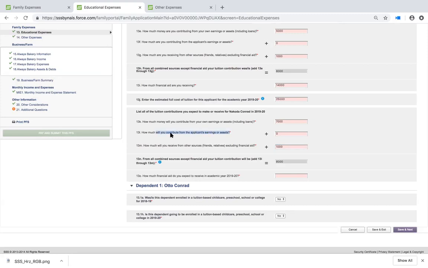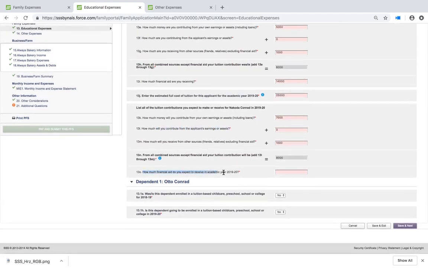The types of contributions that your applicant could be making is if they have a 529 plan that is in their name, or if they have any savings that you've set aside for education. Those are things that you should consider when you're filling out this section.